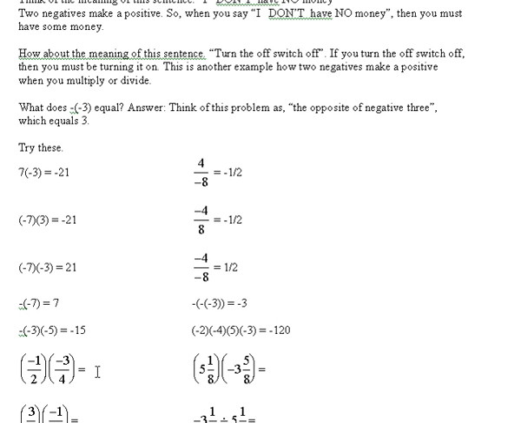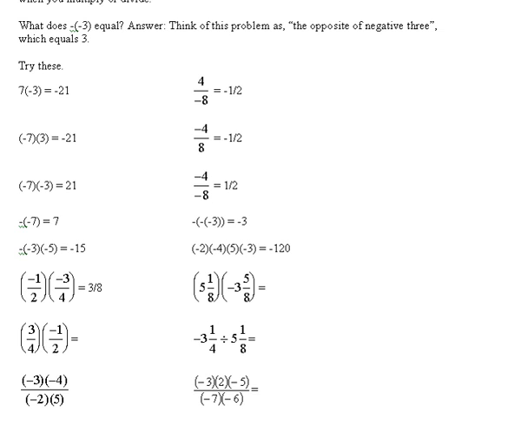Okay, same thing with fractions. Doesn't matter if it's fractions, decimals, or any type of number. Two negatives multiplied together gives you a positive, and that's what we have here. So we would end up with just multiply straight across. -1 times -3 is 3, and 2 times 4 is 8. So we get 3/8. Let's go on down here a little bit.